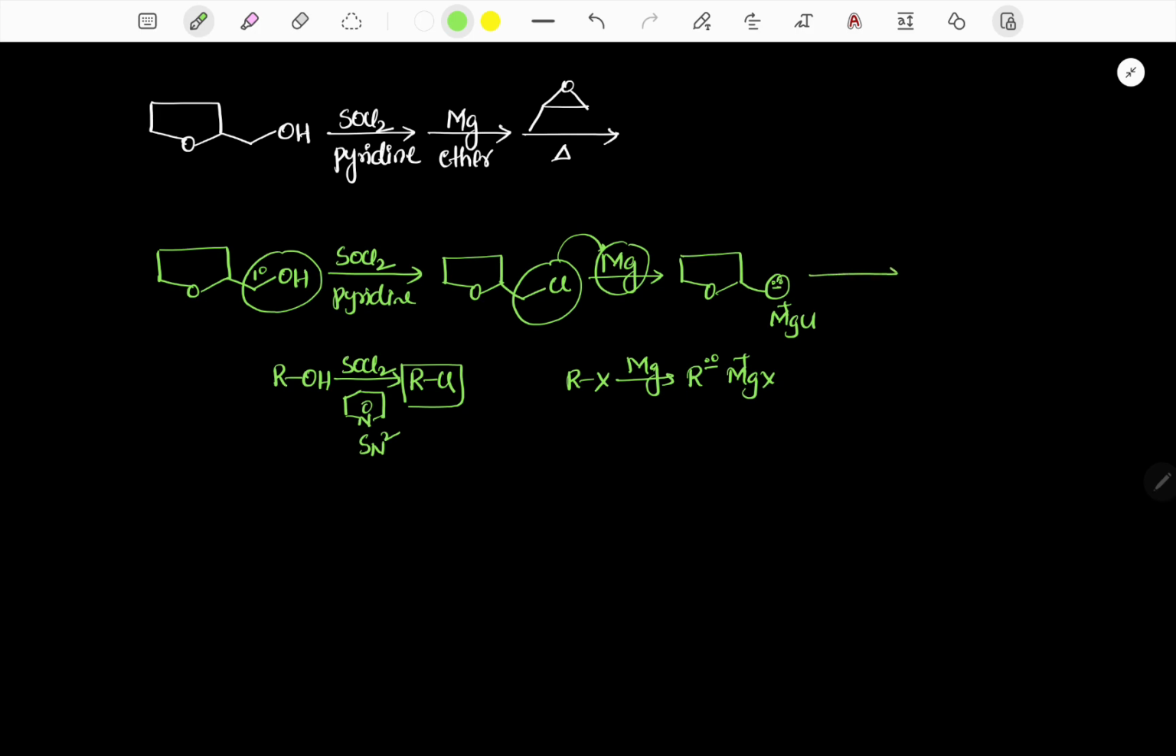Now it is treated with the corresponding epoxide, and it is a strong nucleophile. A strong nucleophile reacts with the epoxide. It follows the SN2 mechanism, that means primary greater than secondary greater than tertiary. Therefore the nucleophile attacks at the primary carbon, and ring opening takes place.